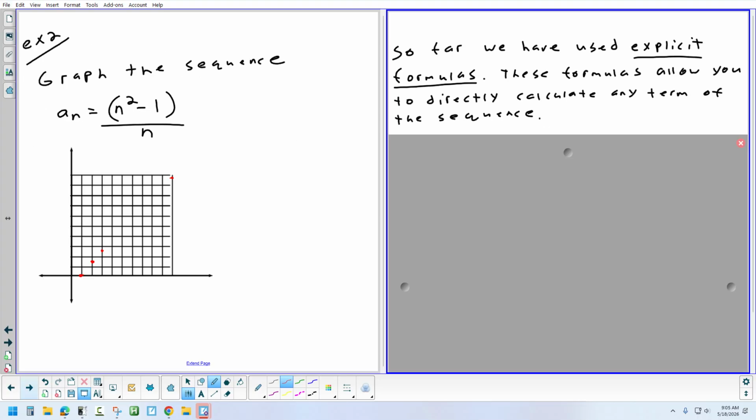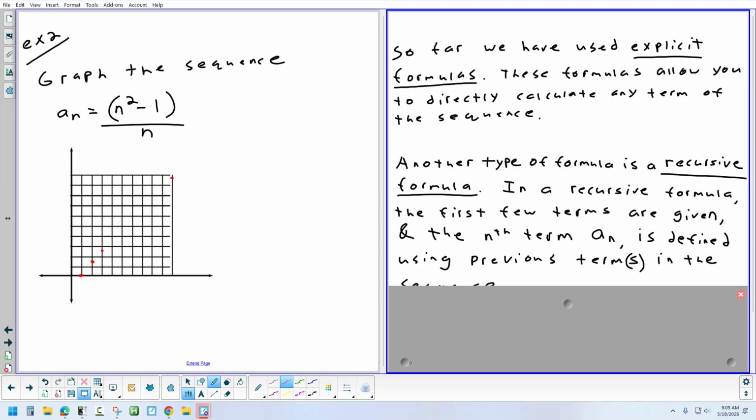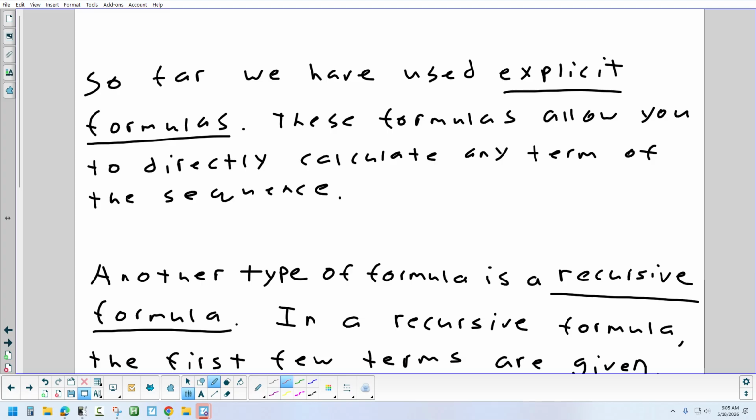So I told you there's two kinds of formulas that we can use when we're finding a sequence. One of them is called explicit, and the other one is called recursive. Explicit is the one that's much better for us to work with. What an explicit formula allows you to do is find any term in the sequence you want directly. You do not have to find the one that came before it. So if you want me to find the 1500th term, I can find it by plugging the number 1500 into the formula.